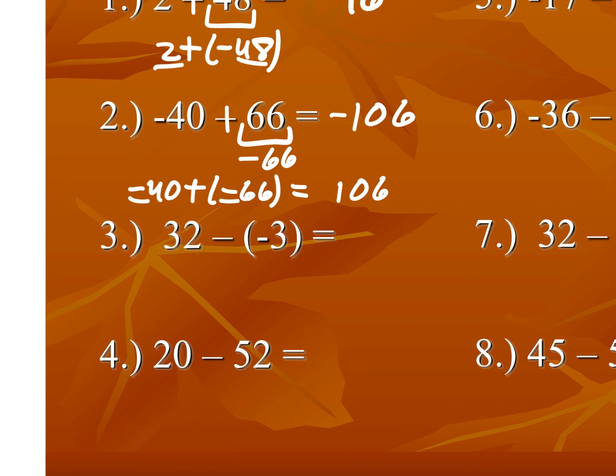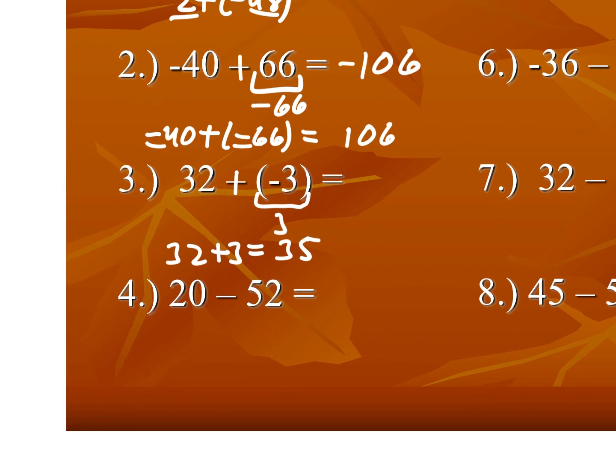Number 3, you first, as always, change the subtraction to an addition. Change this negative 3 to its opposite. The opposite of negative 3 is just 3. So then you end up with 32 plus 3, and this you can add normally. This is going to give you 35. All right. Good.